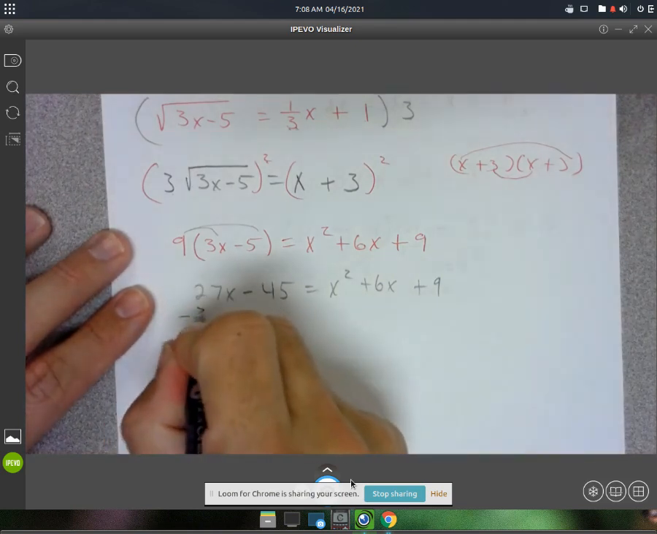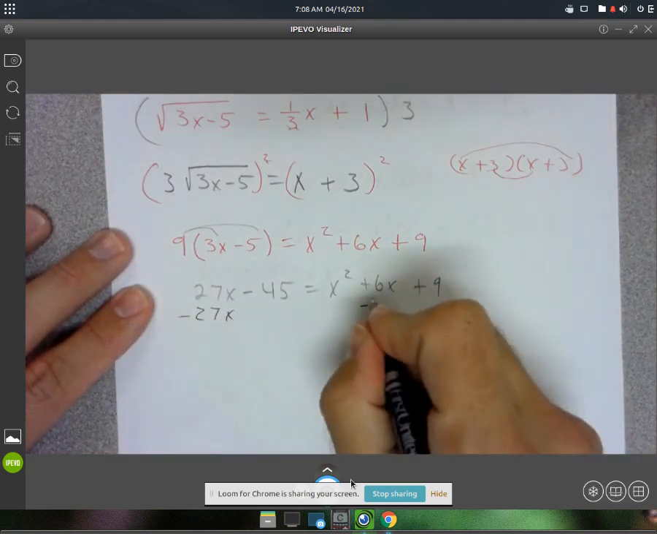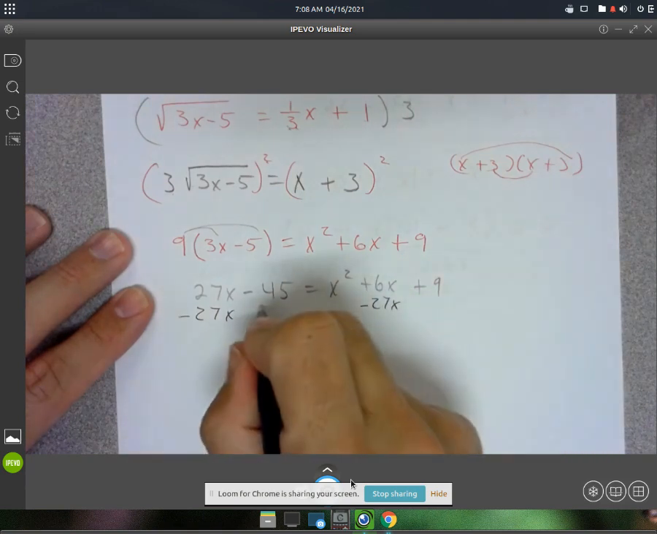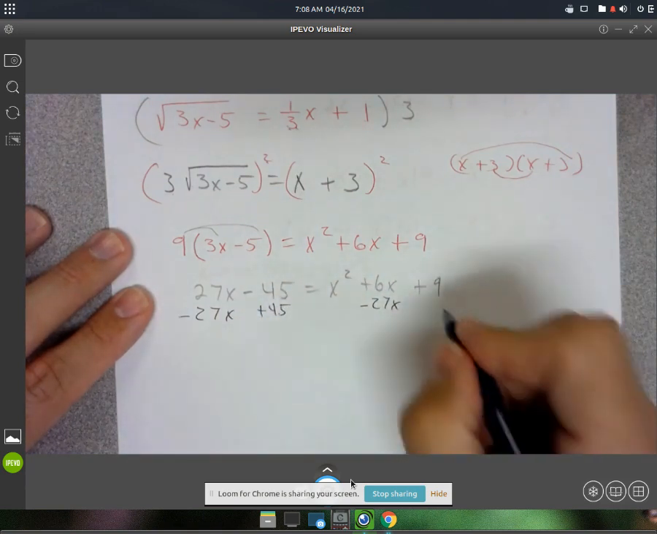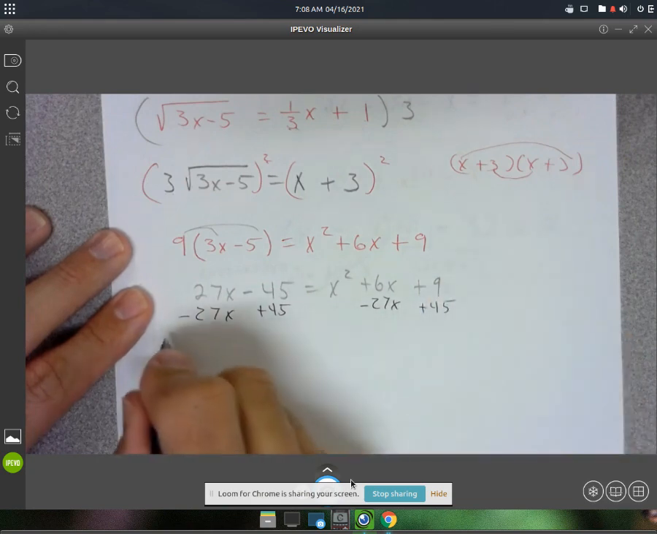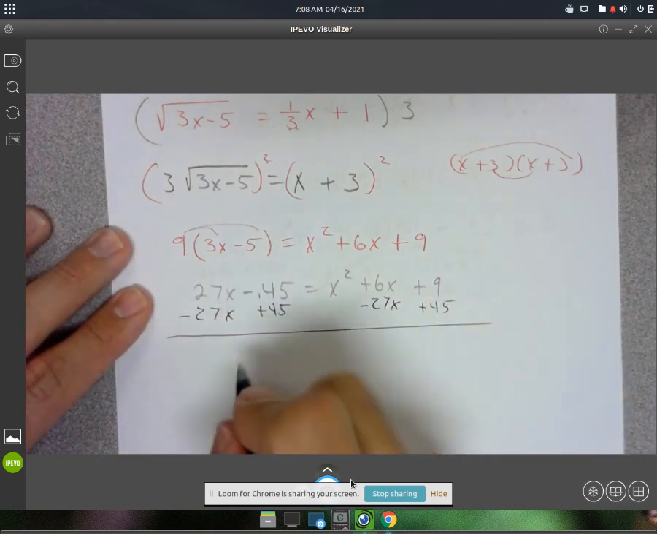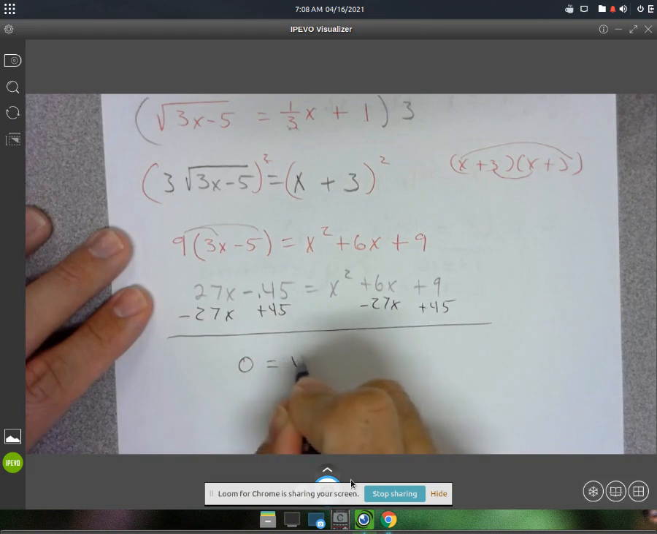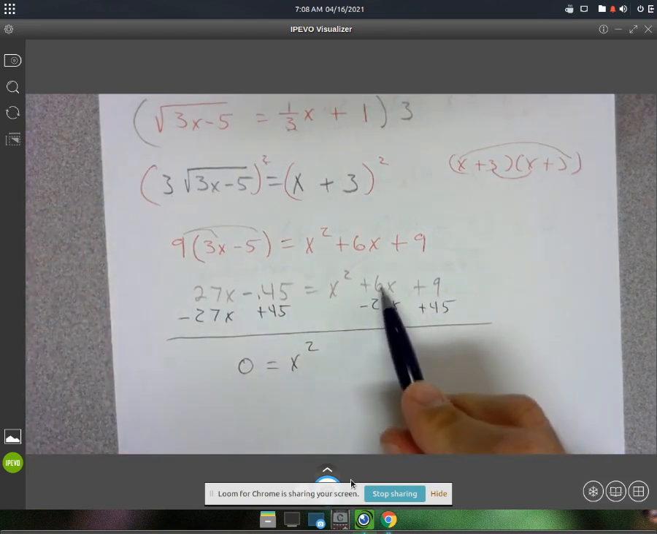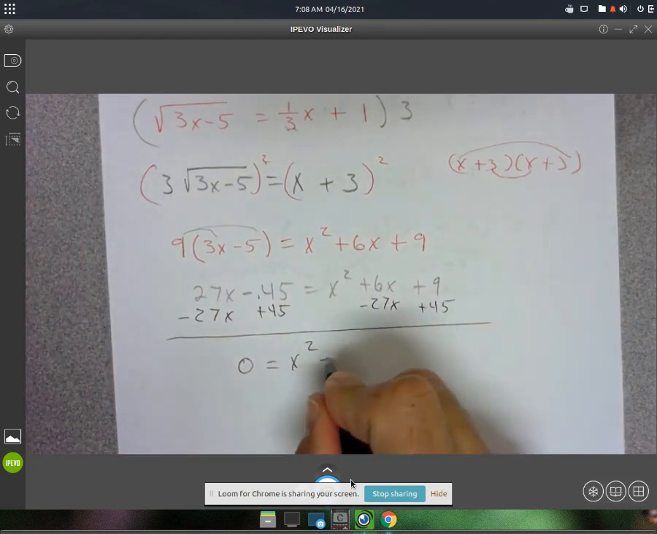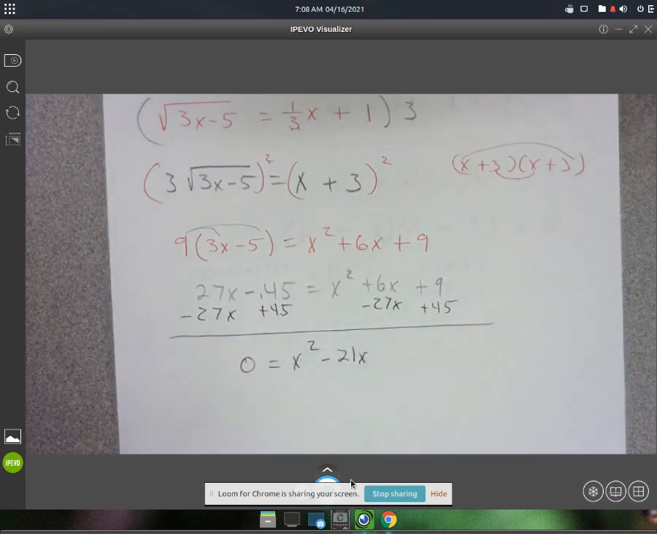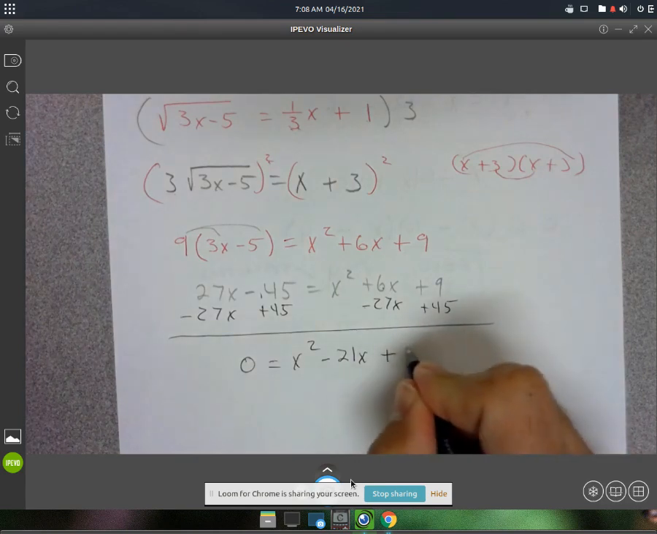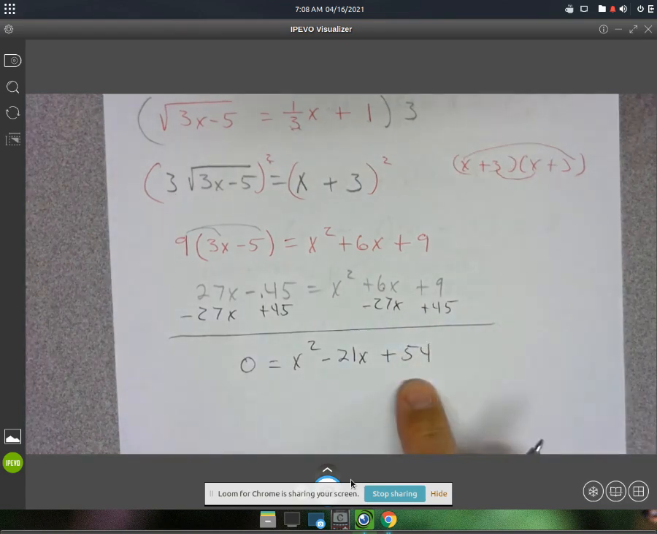Move everything to one side. So I've got to move my 27x over. Got to move this 45 over. Get a 0 on the left-hand side. 6 minus 27, that's negative 21x. 9 and 45, that makes 54. All right, let me check here. This might factor. It does.